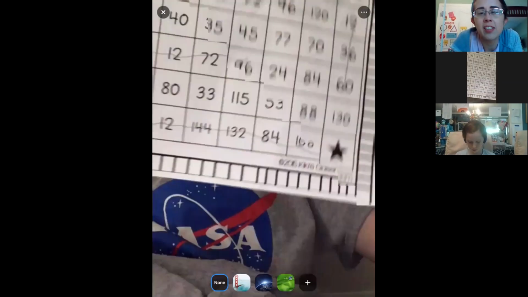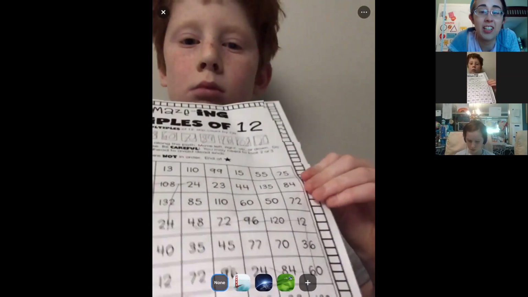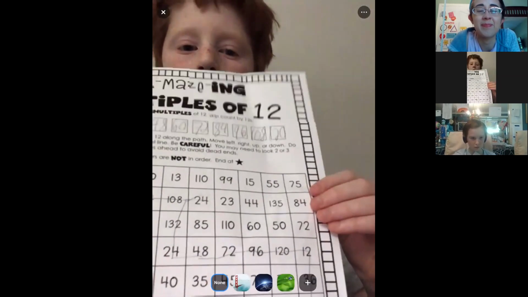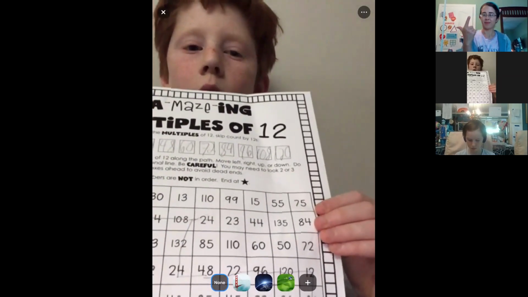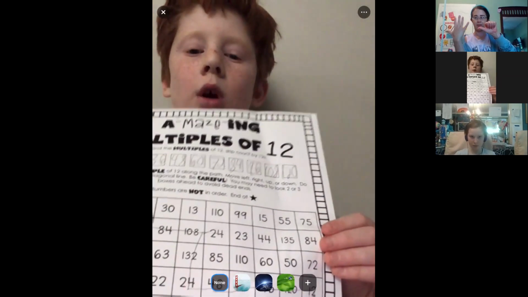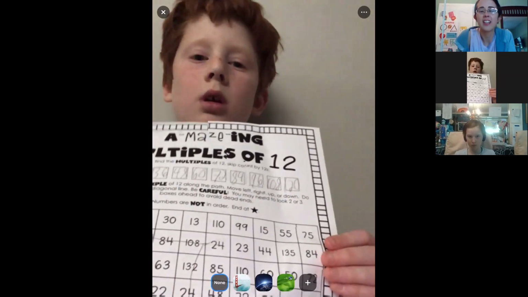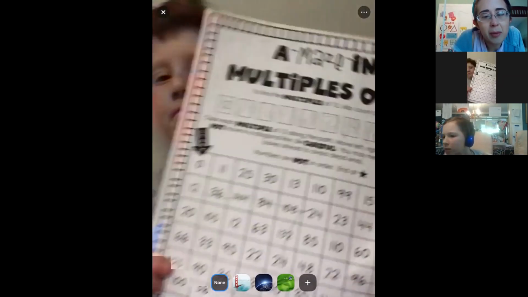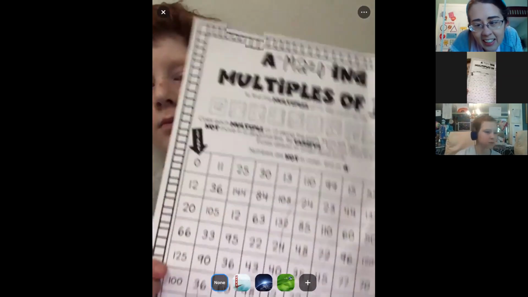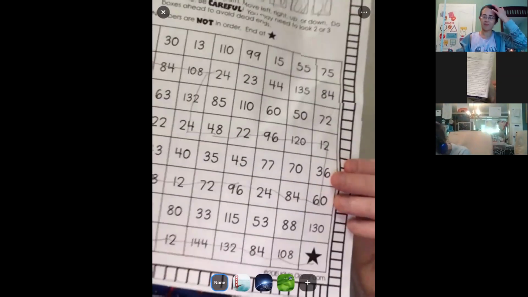Awesome. So I see you have written down the multiples of 12 at the top, which is just like skip counting by 12s. Did you want to skip count by 12s for us? If you want, try it without looking. Okay, 12, 24, 36, 48, 60, 72, 84, 96, 108, and 120. Perfect. Awesome. And there's your maze. And you didn't go diagonally. Awesome. Nice job, Dash.